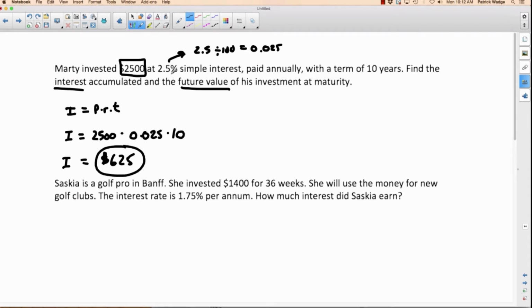Now, that was the first question. The second question was, what's the future value? So remember, future value is A. I know that's weird. It's like future amount, I guess, or final amount. That's where the A comes from. So A equals P plus I. Well, P is the principal. That's how much you put in the bank to start. That was the 2,500. And I is how much you earned. That's the 625. We add those together, you'll have the new and final amount that Marty now has in the bank. And you get 3,125.